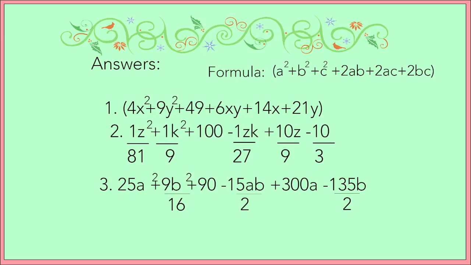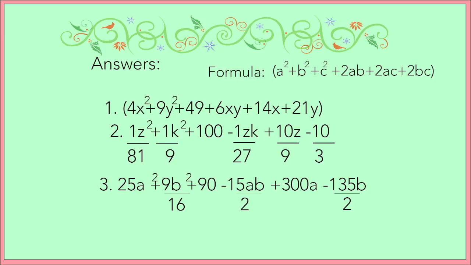Number 2 might be a bit tricky, knowing that there are fractions that are given. 1 over 9z multiplied to itself is 1 over 81z squared. Then negative 1 over 3k multiplied to itself is 1 over 9k squared. 10 squared is equal to 100.